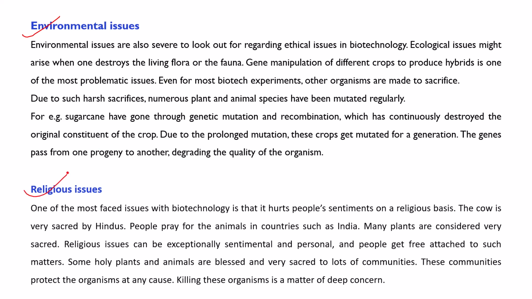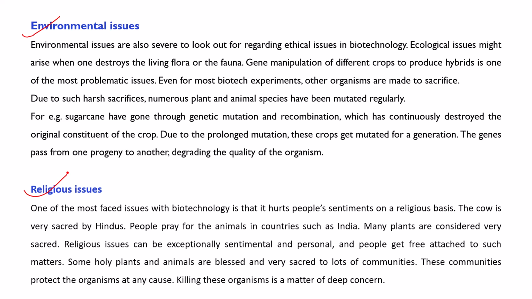Now, religious issues. One of the most faced issues with biotechnology is that it hurts people's sentiments on a religious basis. For example, the cow is very sacred to Hindus, so people pray for the animals in countries such as India. Many plants are considered very sacred, and religious issues can be exceptionally sentimental and personal, and people get attached to such matters. When we transfer a gene to a cow or to particular plants, it is a religious issue for people.